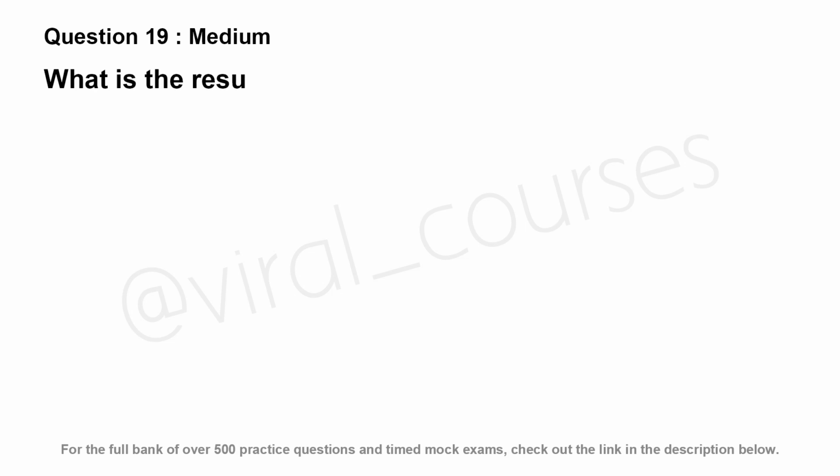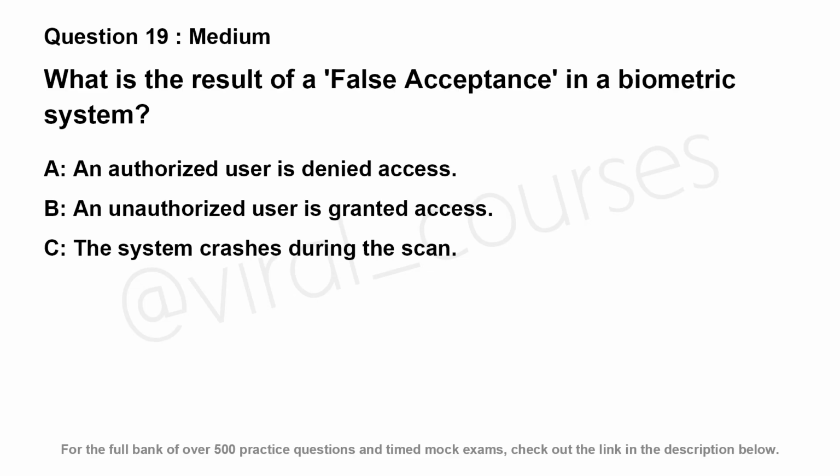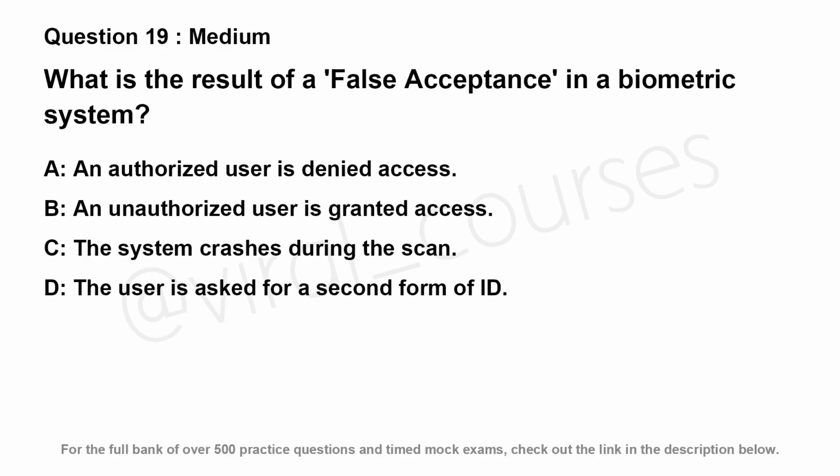What is the result of a false acceptance in a biometric system? Option A, an authorized user is denied access. Option B, an unauthorized user is granted access. Option C, the system crashes during the scan. Option D, the user is asked for a second form of ID.